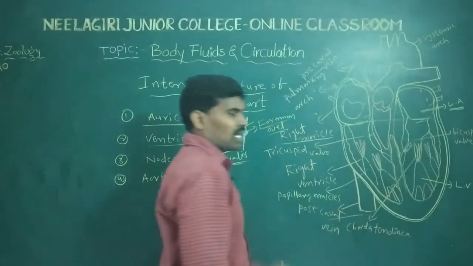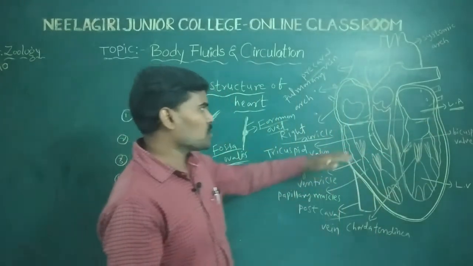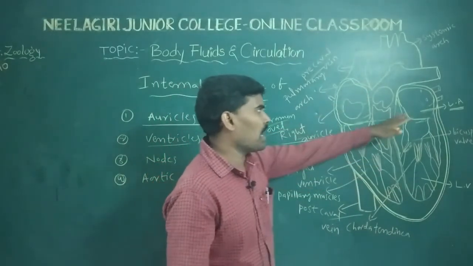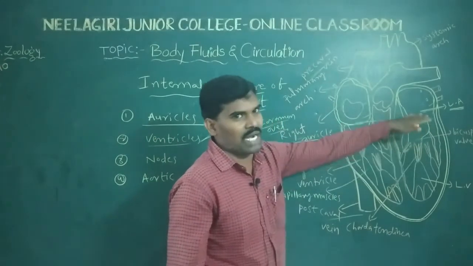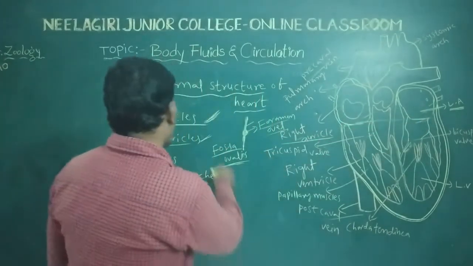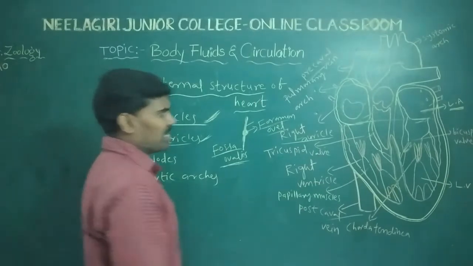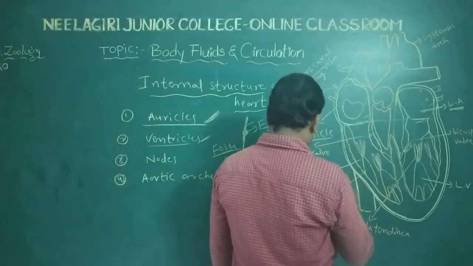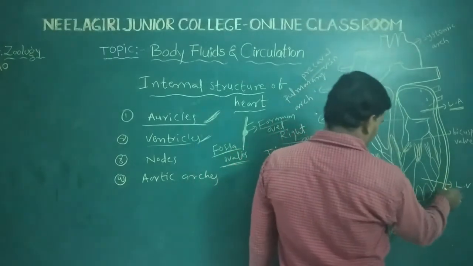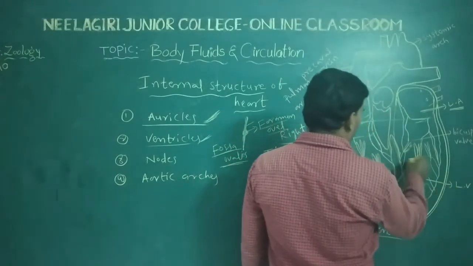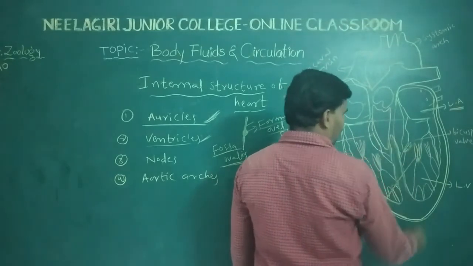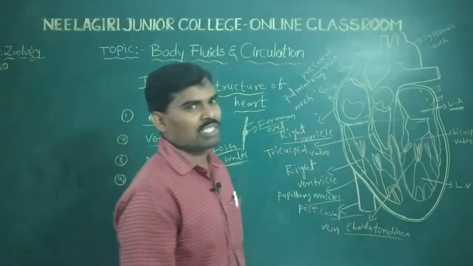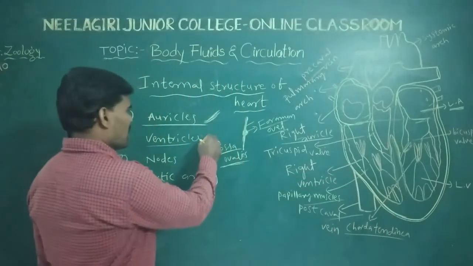The tricuspid and bicuspid valves open and close, so blood flows from the right auricle to the right ventricle and from the left auricle to the left ventricle. Next, the ventricles have thick walls, because inside the ventricles are the papillary muscles, chorda tendinae, and bundle of His. These are the parts inside the ventricles, and the thick walls are made of the ventricular wall.